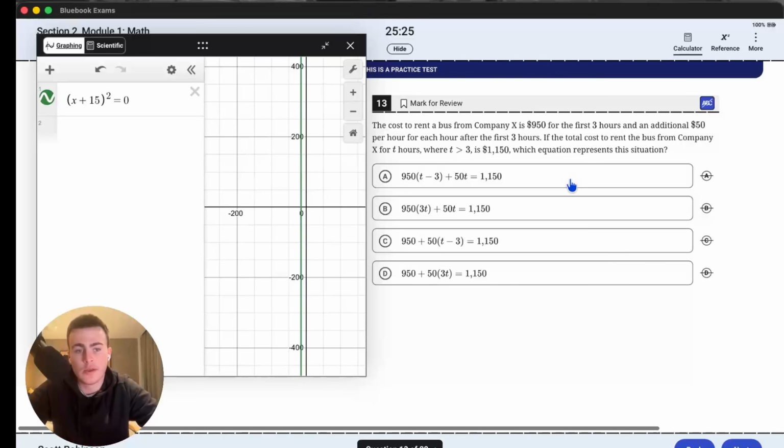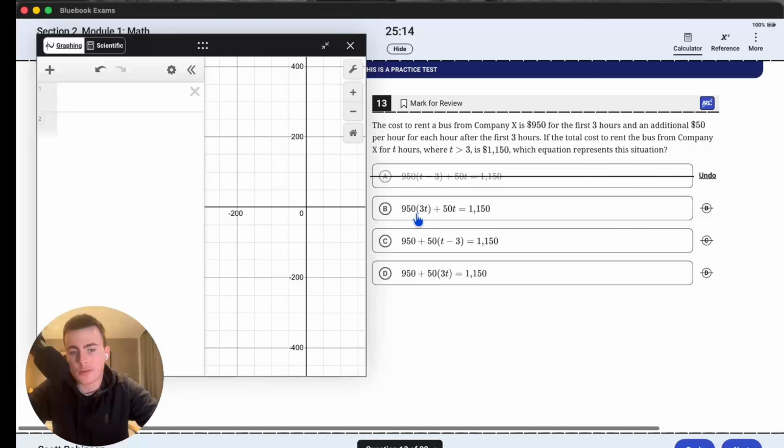It's that simple. So if you were to plug 3 in to A, you would get 0 plus 50 times 3, which is 150. That's incorrect. You're looking for 950. B, you plug 3 in, you get like a really big number.